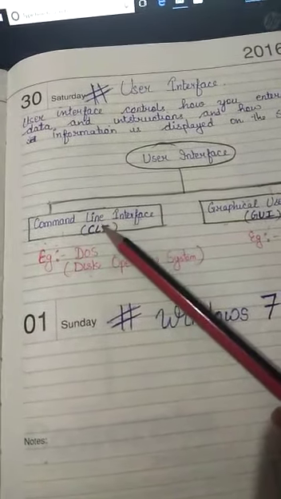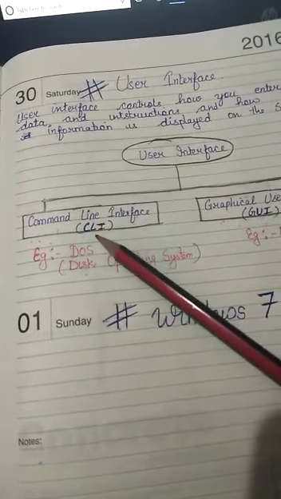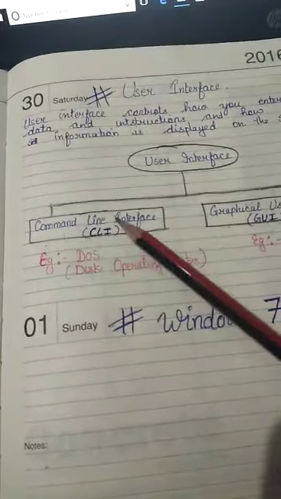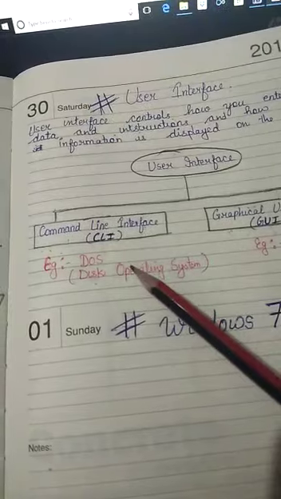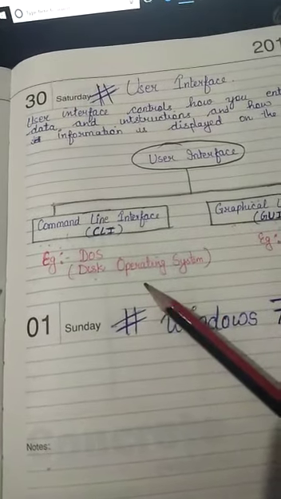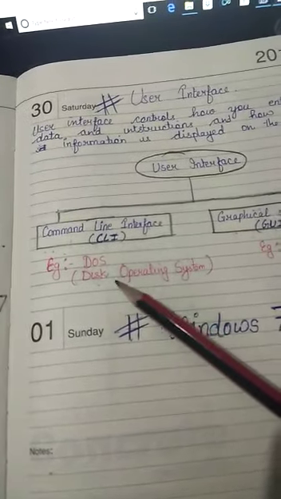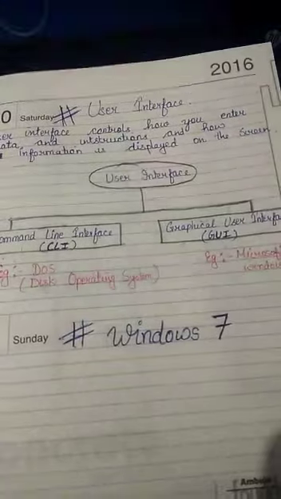CLI is command line interface. In this, we need a keyboard to type the commands to perform specific functions. An example is DOS, that is disk operating system. If there is a disk operating system in your computer, then you have to type the commands to perform a specific function. Next is a GUI, that is a graphical user interface.